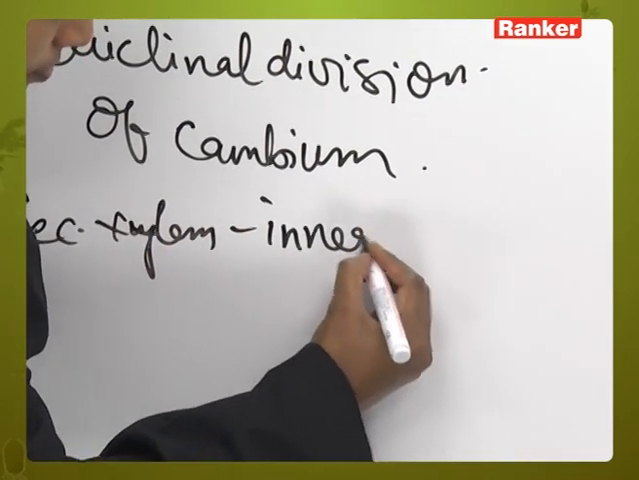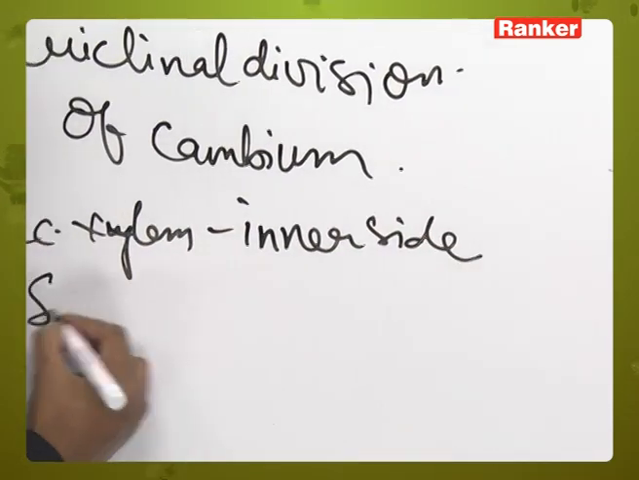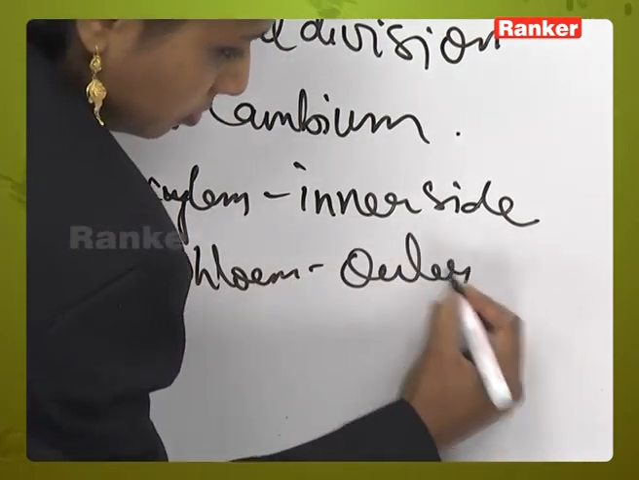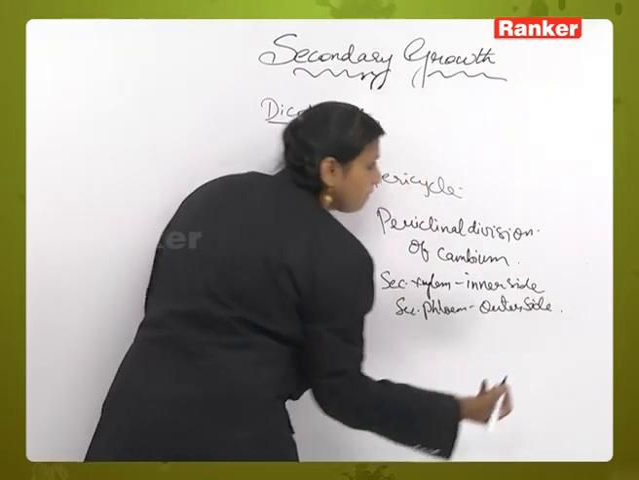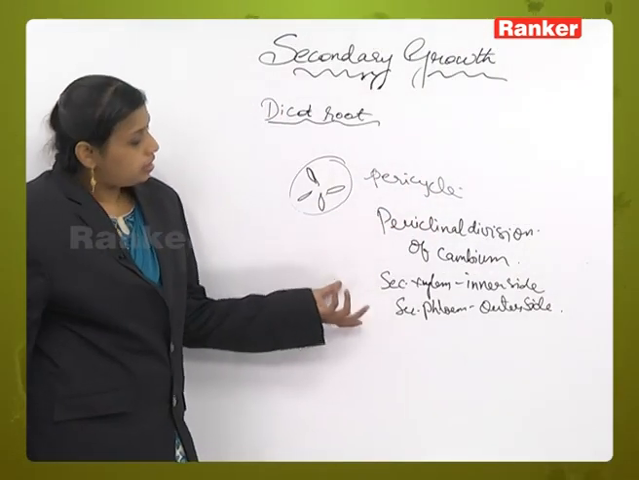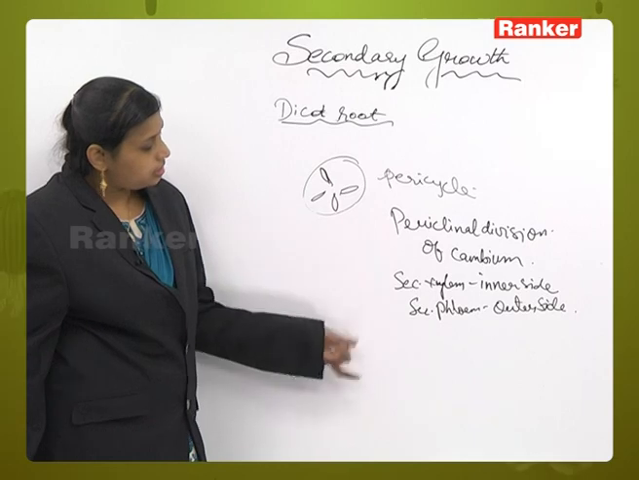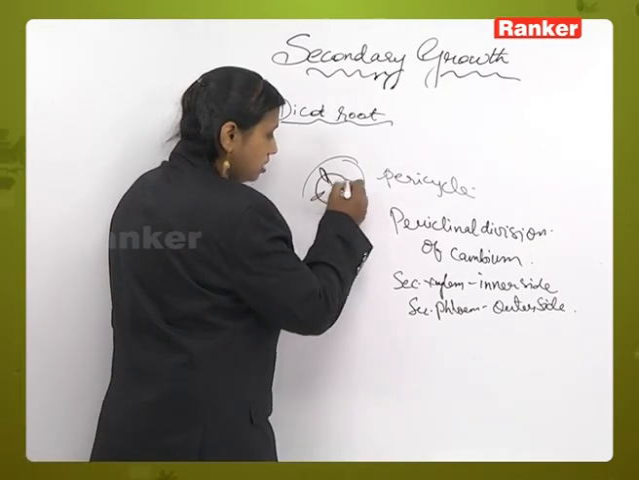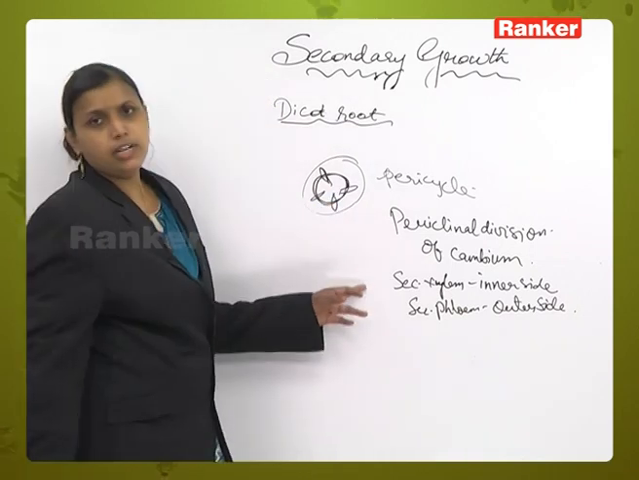Secondary xylem towards the inner side and secondary phloem towards the outer side. As a result, there will be a formation of an undulated cambial ring, which occurs towards the center of both the xylem and phloem.